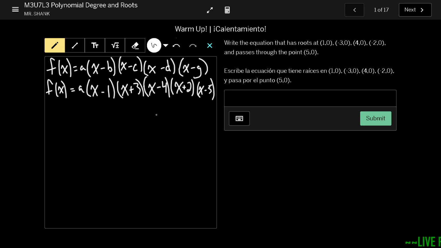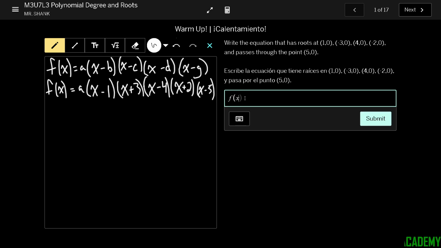like how we did in the semester 1 class of Math 3. But for right now, all we have to have is just this. We can let a equal 1. And we're going to say, okay, this is going to be our function. So I'm going to type it out here.